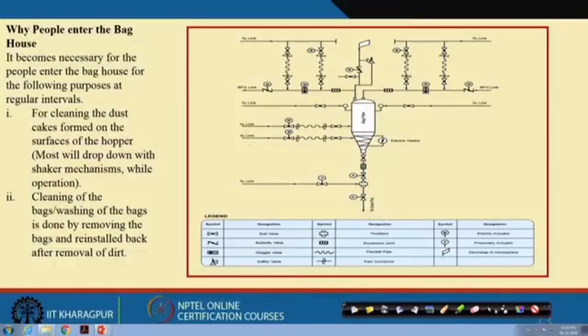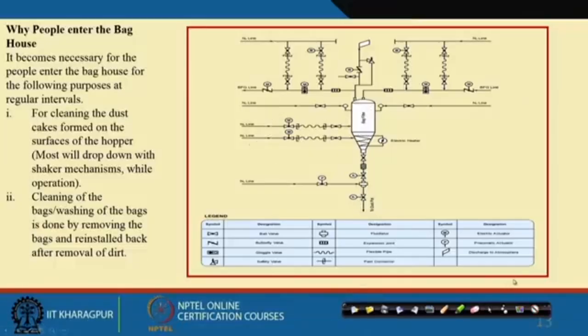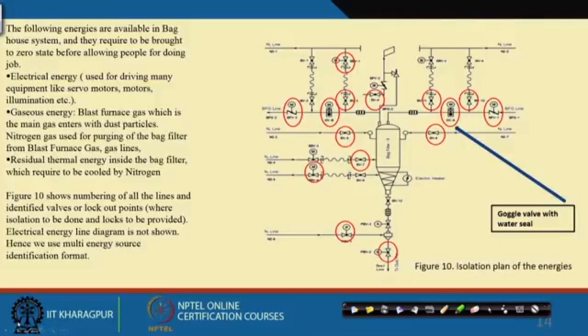How is it done? First, people have to isolate the electrical energies. There are powers. All the valves are operated with the power. So, those valves, electrical energy also to be stopped, gaseous energy also to be seen, and residual thermal energy also to be made zero.